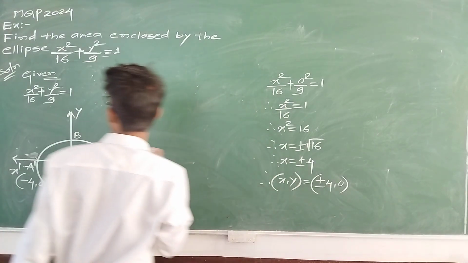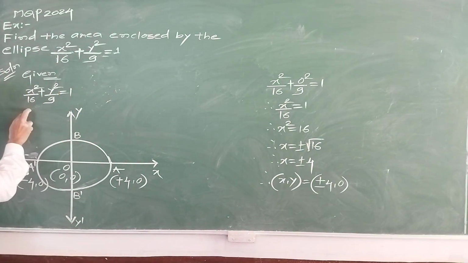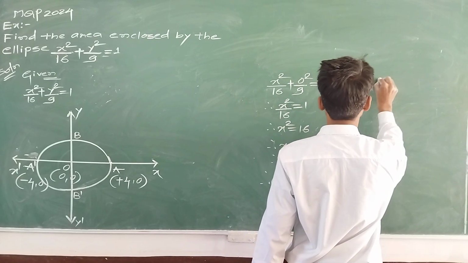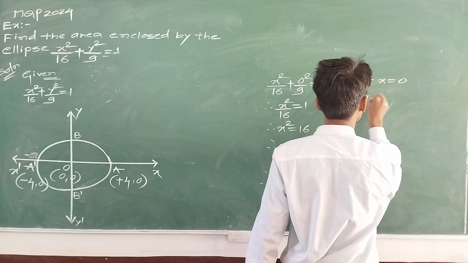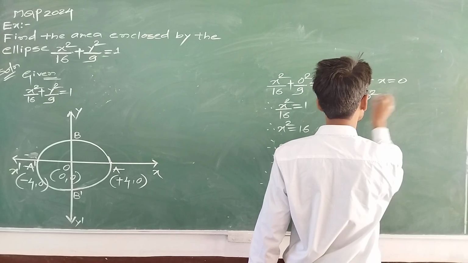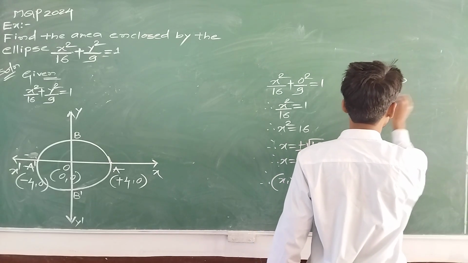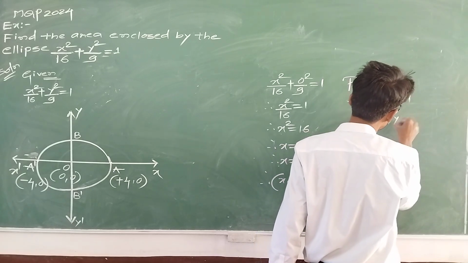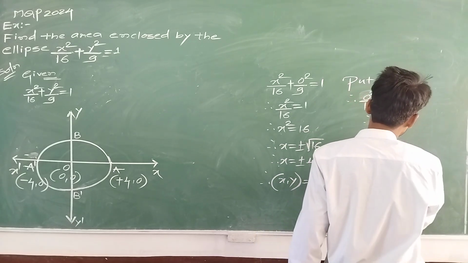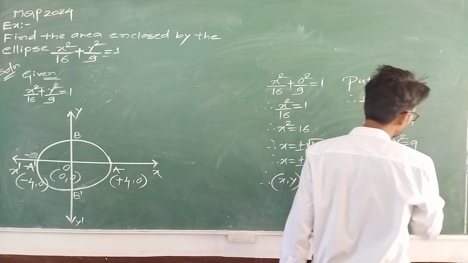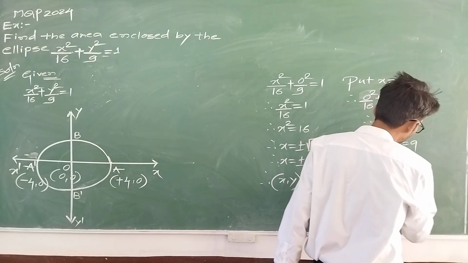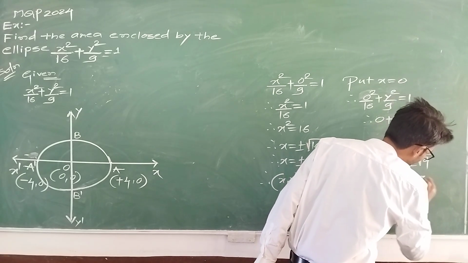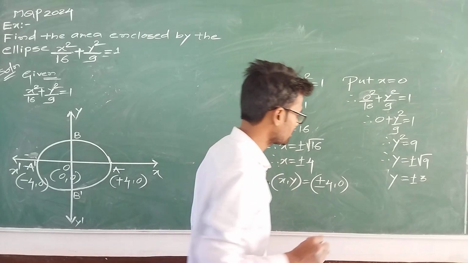You take the value of x as 0 in this equation of the ellipse. So therefore you will get 0 squared by 16 plus y squared by 9 is equal to 1. 0 squared by 16 is 0, plus y squared by 9 is equal to 1. So therefore y squared equals 9 into 1, which is 9. y equals plus or minus the square root of 9. Therefore you will get y equal to plus or minus 3. Very important: y equals plus or minus 3.